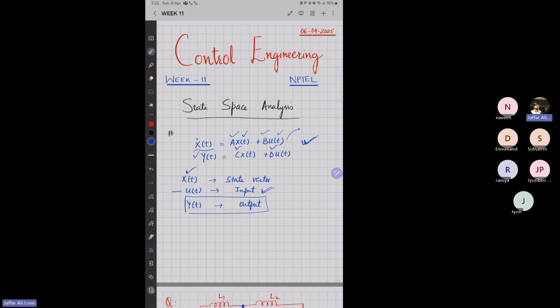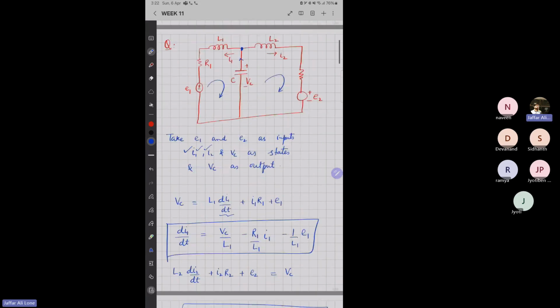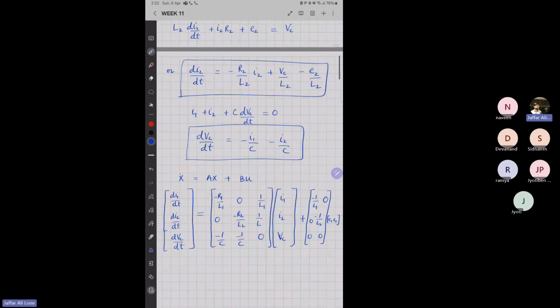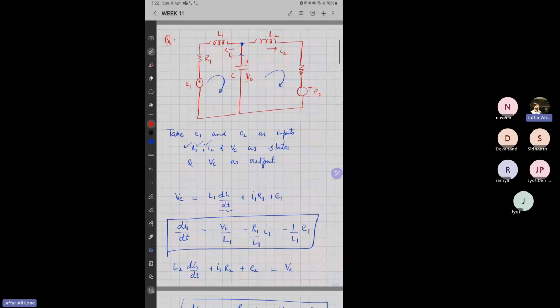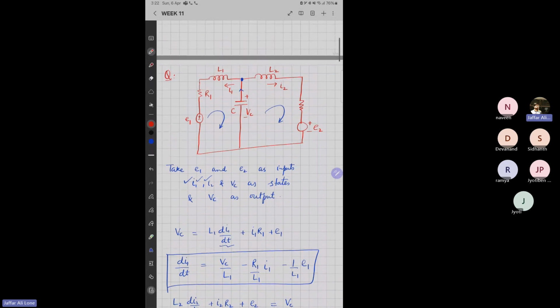One more thing. This equation is called the state equation, and this equation is called the output equation. As of now, I have only written the state equation, x dot equal to Ax plus Bu. So how did I write it? In order to write this state equation, you know the state equation is a differential equation. So there will always be some dynamics, like the system should have some dynamics. So I just wrote that in the form of KCL or KVL.